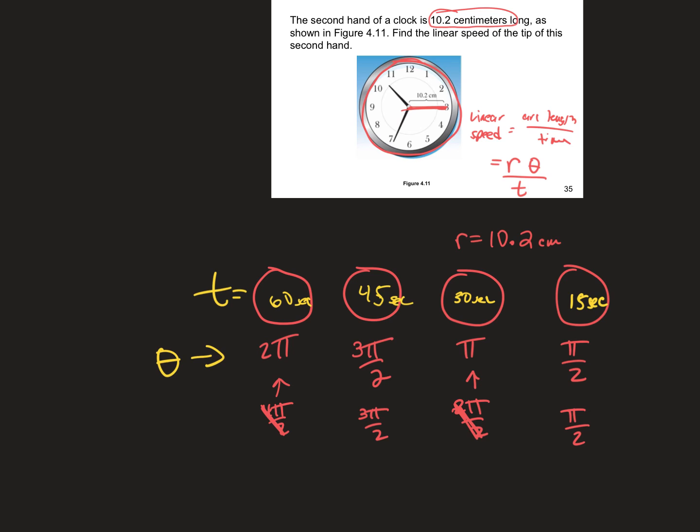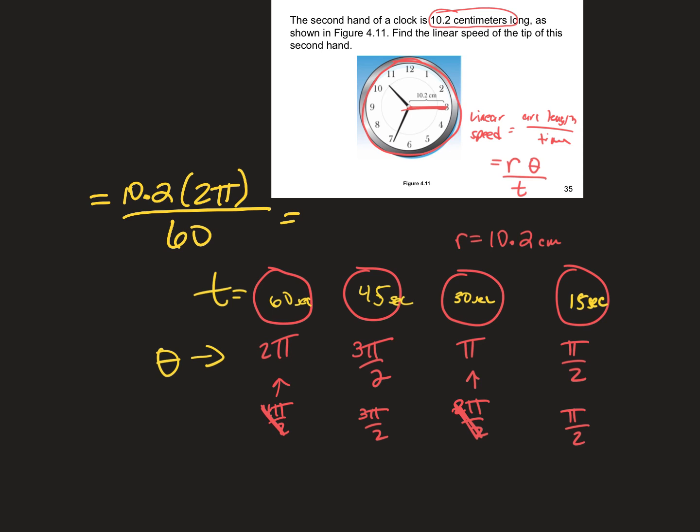This question asks, how long does it take for the second hand to go all the way around? Well, which circle represents going all the way around? 2 pi. So you would figure out the linear speed here. My linear speed is arc length, which is radius times theta. Well, my radius, you said, was 10.2, right? Times theta. If I go all the way around, what's my theta? 2 pi. Over how many seconds? 60.